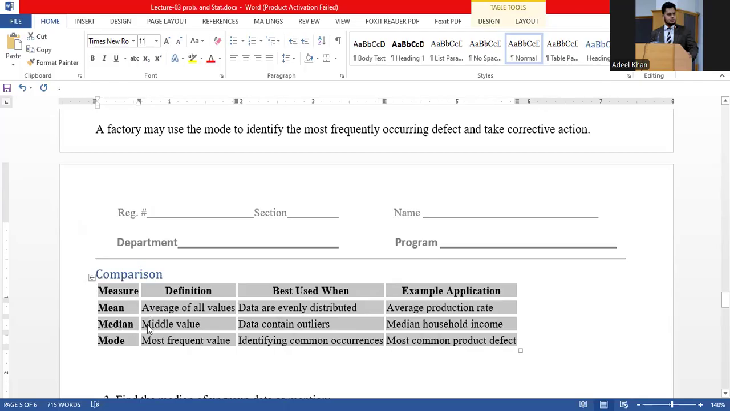And what is the median? The middle value of the data we call median. It is best used when data contains outliers. Example application, median household income. And coming toward the mode, that is, by definition, the most frequent value. Best used when identifying common occurrence, and the example application, most common product defects. So these are the applications commonly used in different fields.